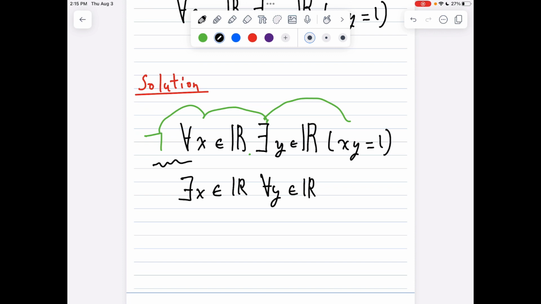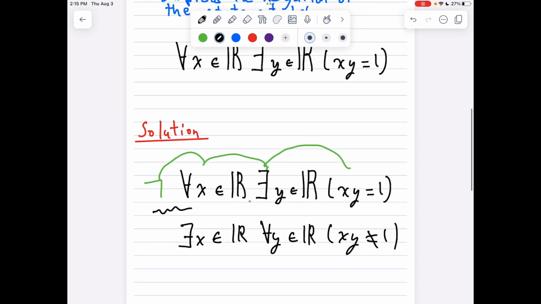And then finally, we get to the statement here, and this would be xy does not equal 1, okay? Because if you tell me xy equals 1, then the opposite of that would just be xy does not equal 1, the negation. Okay, and that would be my solution.